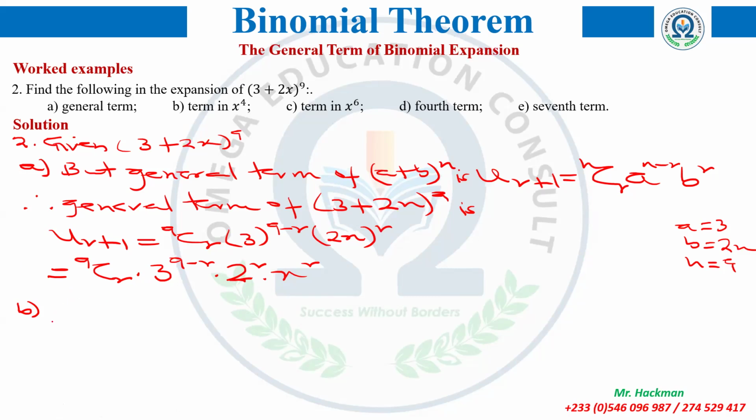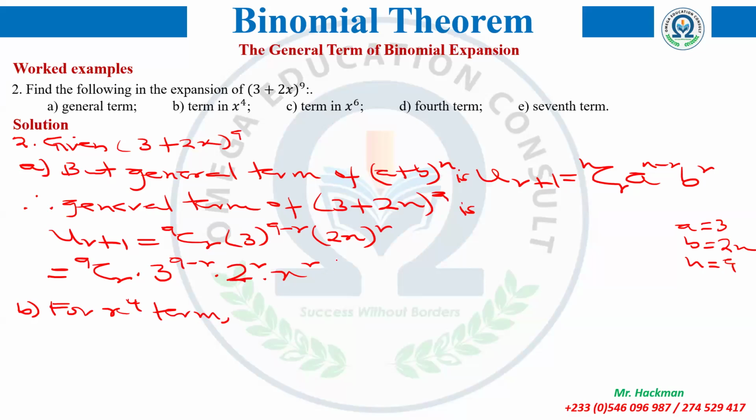Now, B, what are we looking for? The term in X to the power 4. So once you get the general term, for any particular term, you need a specific value for R. The question will tell you the particular term, and that will inform you as to how to get the R. So the X to the power 4 term, or term in X to the power 4, is the same.